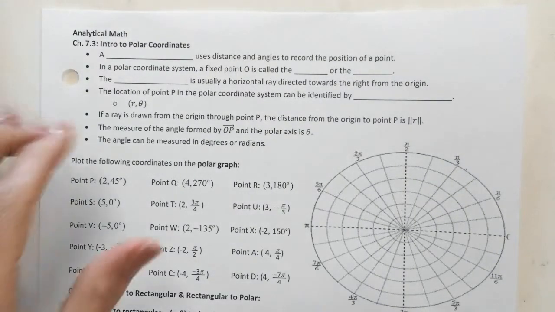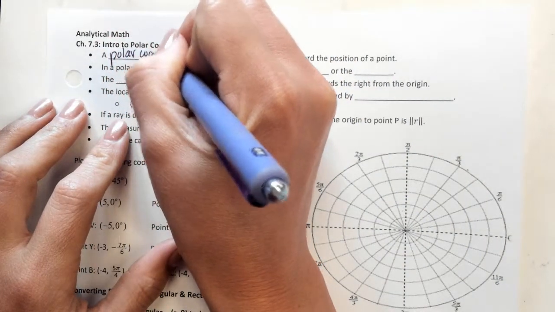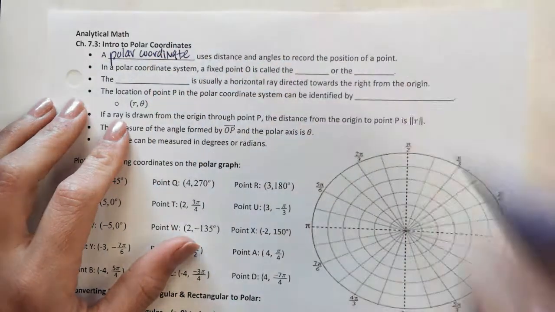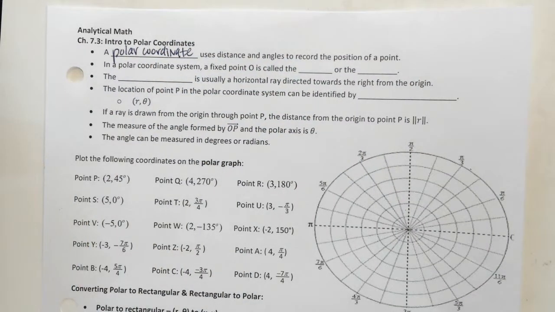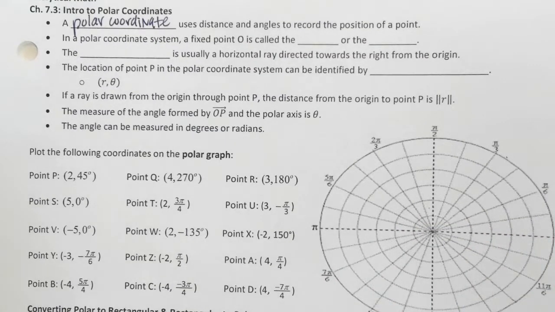Okay. So the first one is a polar coordinate. It uses distance and angles to record the position of a point. And they have an x and y just like a regular coordinate does. The only difference is the x value is an actual number, like 2, 1, and then the y is actually a degree. So you have to know where the degrees are on the unit circle.